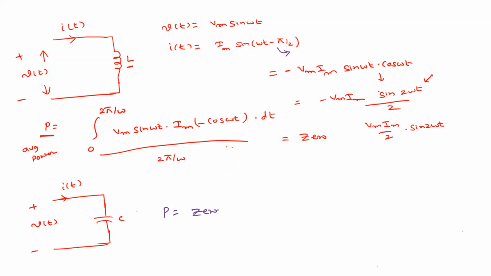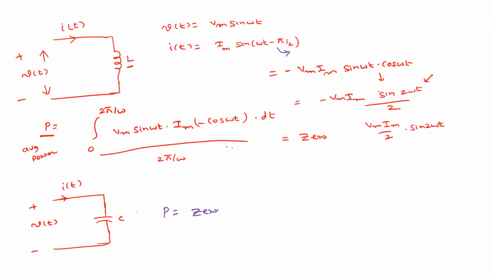So what you understood is that the average power in a resistive circuit is Vrms into Irms. But in pure inductive and pure capacitive circuits, its value is 0. But the instantaneous power is always present. Next we will move to other circuits.